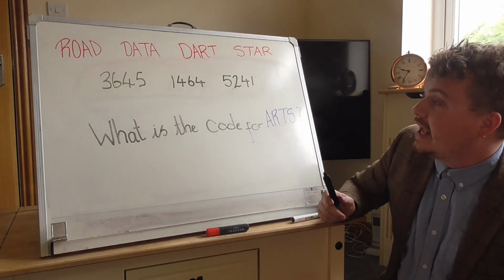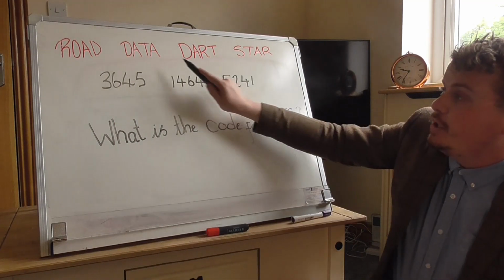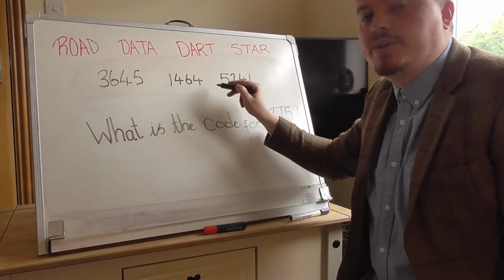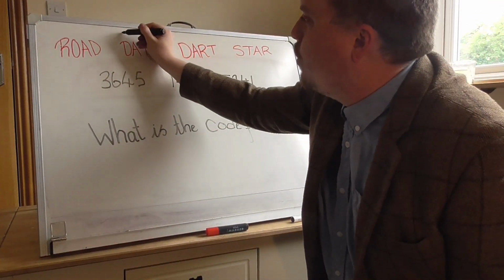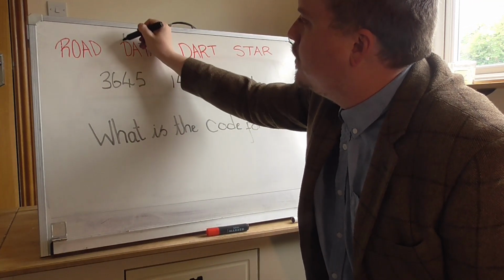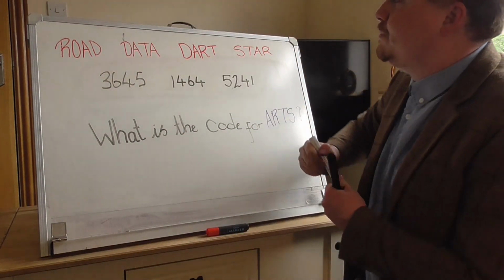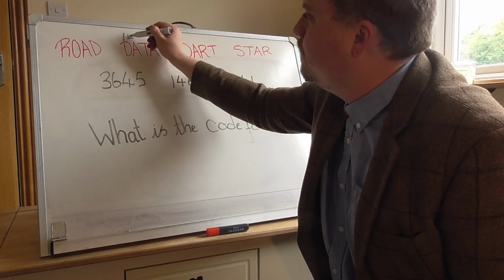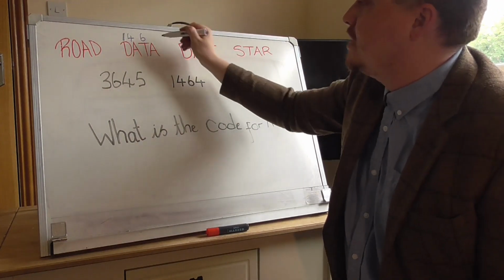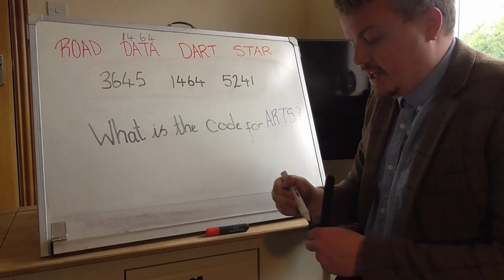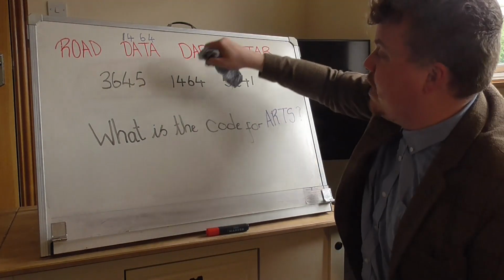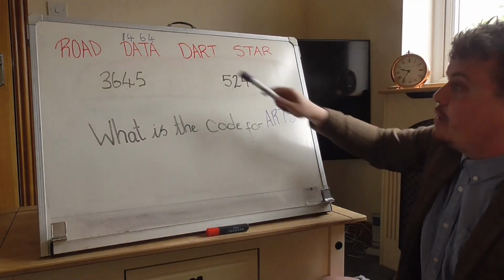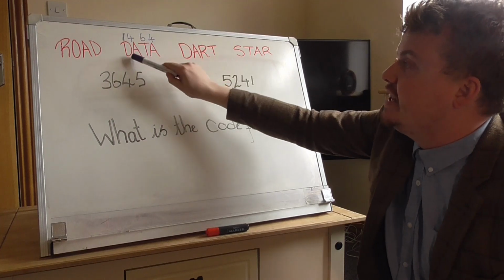So what I'm going to do now is assume that data is this code, and I am going to write the number 1464 above each letter. So D must be 1. D must be 1. A must be 4. T must be 6. And of course the last A is 4. Okay, so now that we know that data is 1464, we can get rid of this middle code. Just makes things a little bit less confusing. Now we know that A is equal to 4, T is equal to 6, and D is equal to 1.